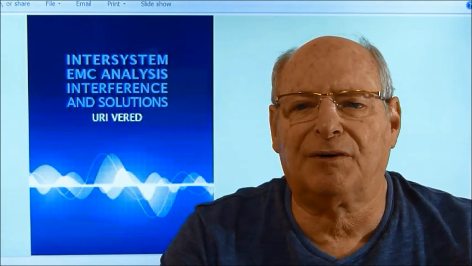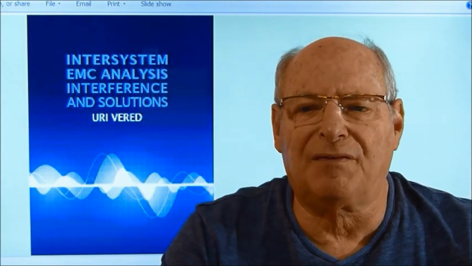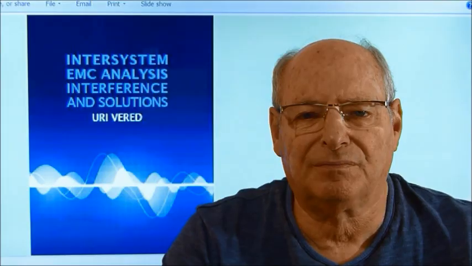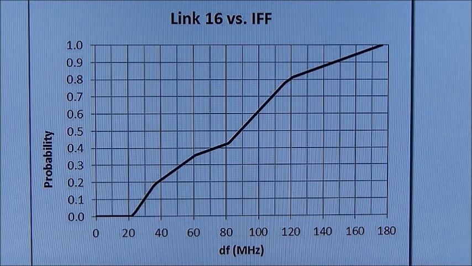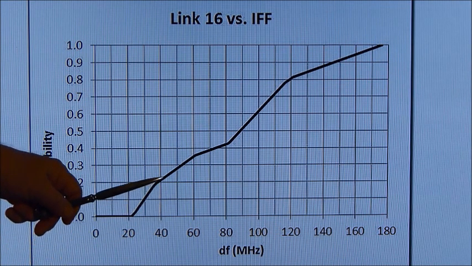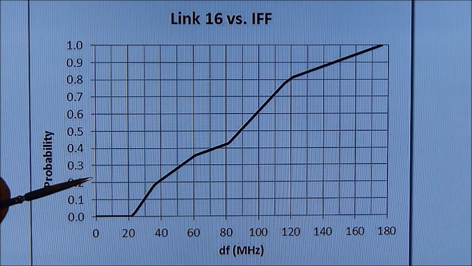We have calculated the frequency difference to avoid interference and found, as an example, that the minimum df is 40 MHz. Here we see the final result of the CDF, the probability of the frequency difference between Link 16 and the IFF. The probability of the interference, where the requirement is 40 MHz difference, is 22%.